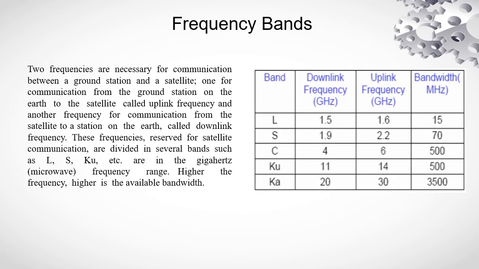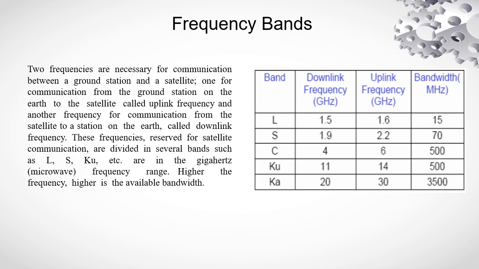Frequency bands. Two frequencies are necessary for communication between a ground station and a satellite. One is for communication from the ground station on the Earth to the satellite, called the uplink frequency, and another is for communication from the satellite to a station on the Earth, called the downlink frequency. These frequencies reserved for satellite communication are divided into several bands such as L, S, C, Ku, Ka, etc., which are in the gigahertz (microwave) frequency range. The higher the frequency, the higher the available bandwidth.